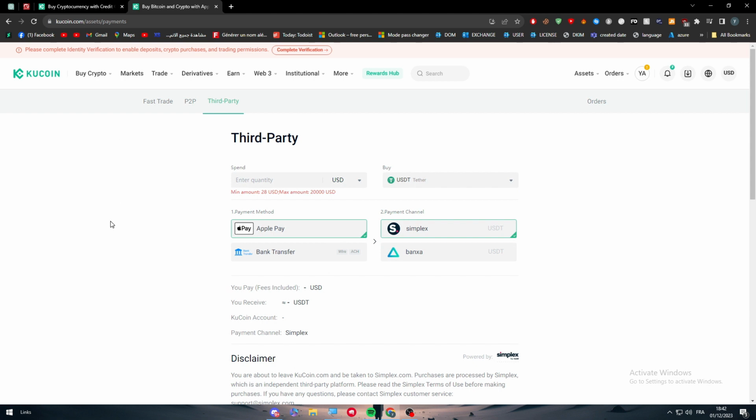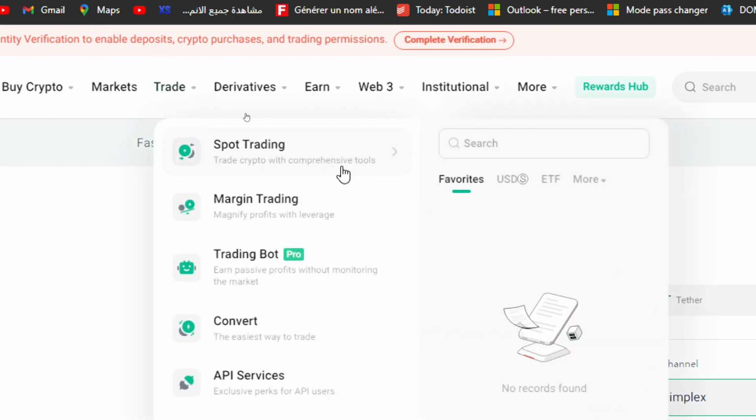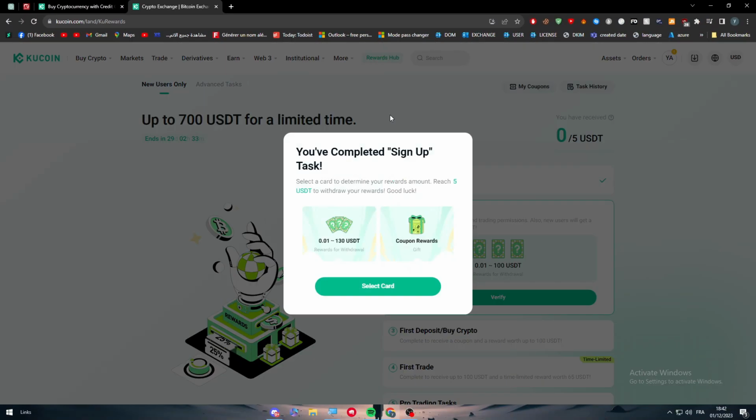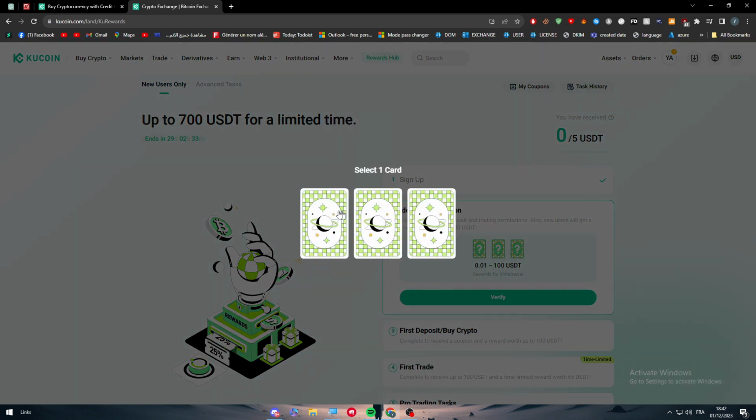Now, what are the other ways to actually start getting crypto on our platform? Well, the other ways, basically there are two main ones. Either trading, of course, so you can make money through trading, or rewards hub. On the rewards hub, you will get so many tickets. So for example, here select card, and let me just select for example this one, and I got $4.